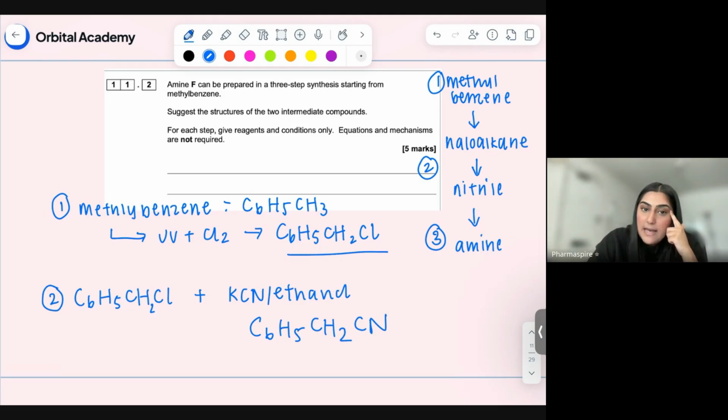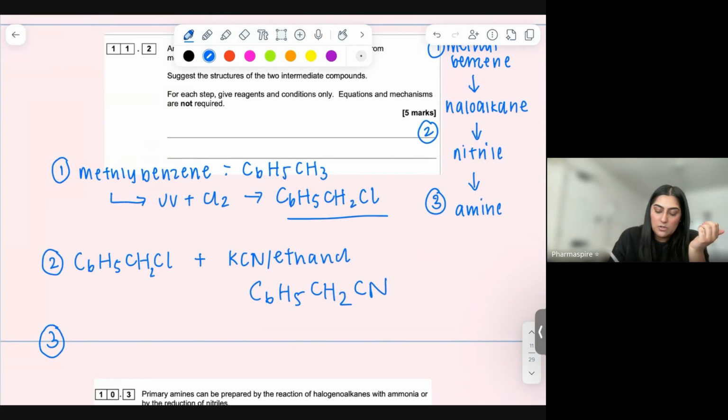You can use any acid. I would just think any aqueous sort of alcohol is fine. But I just remember KCN and ethanol, or you can have HCN, because you need the H plus. That's what you need. Cool. Next thing we need to do is C6H5CH2CN. How do we do reduction of a nitrile?